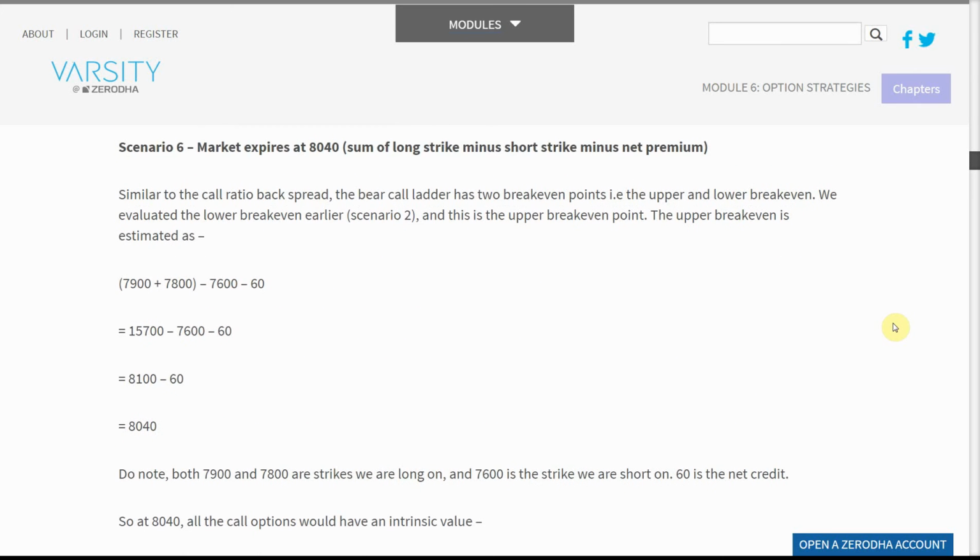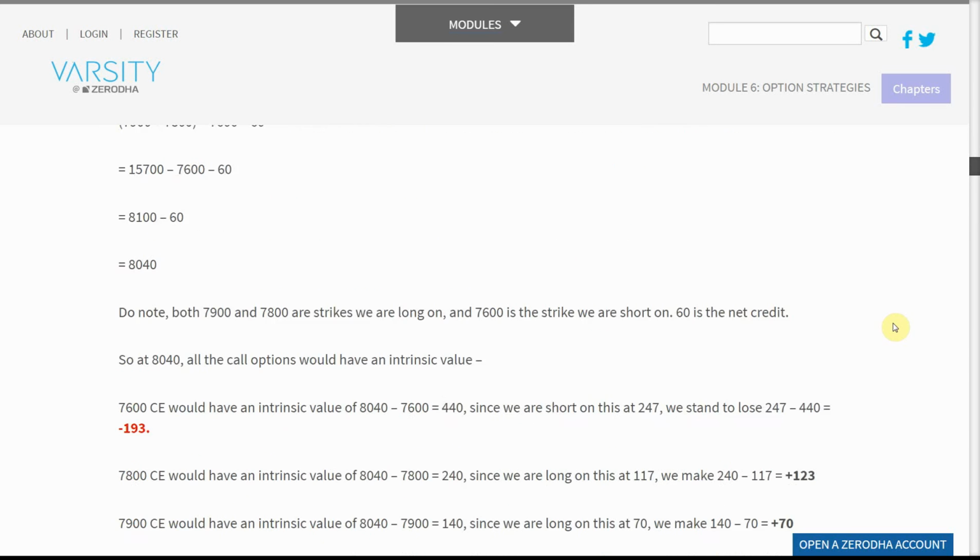Scenario 6: market expires at 8,040, the sum of long strike minus short strike minus net premium. Similar to the call ratio back spread, the bear call ladder has two break-even points, i.e. the upper and lower break-even. We evaluated the lower break-even earlier, in scenario 2. And this is the upper break-even point. The upper break-even is estimated as 7,900 + 7,800 - 7,600 - 60 = 15,700 - 7,660 = 8,040.